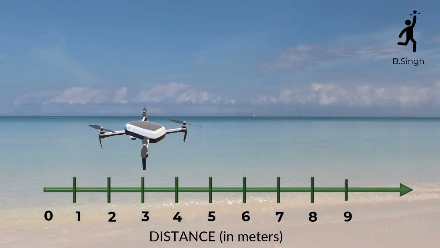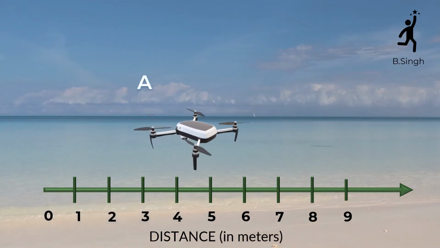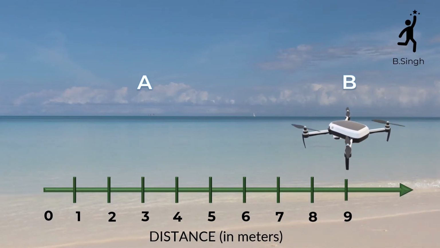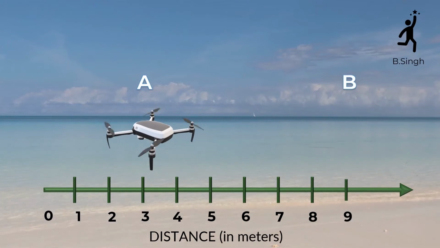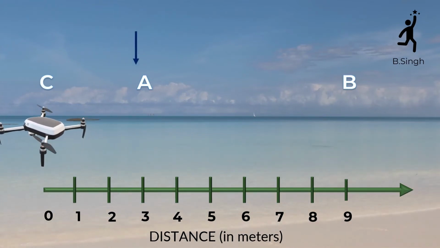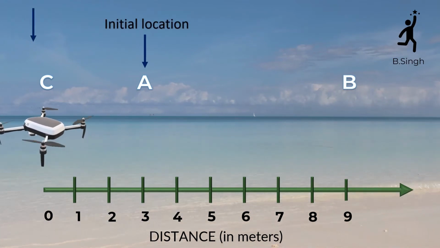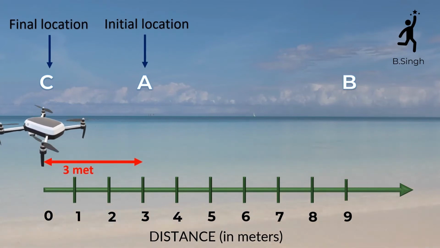Now let's see case 3. Here the drone starts its journey from A and goes to B, which is 6 meters away. Now the drone returns back from B and reaches A again by traveling 6 meters. Finally, it goes to C, which is 3 meters further away. In this case, the initial location of the drone is A and the final location is at C. Hence the displacement of the drone will be 3 meters.